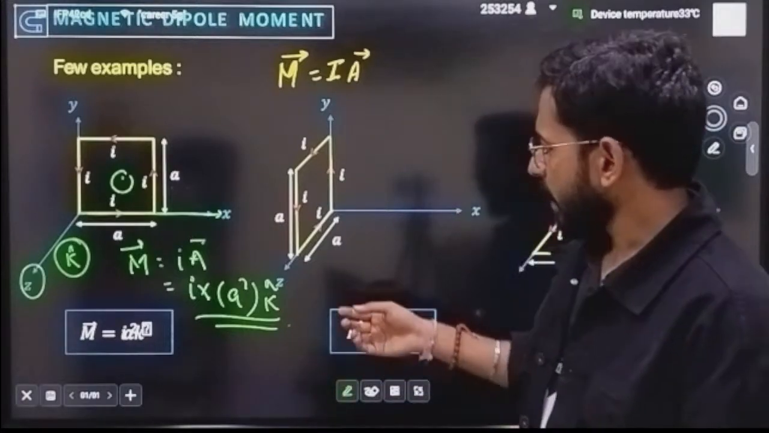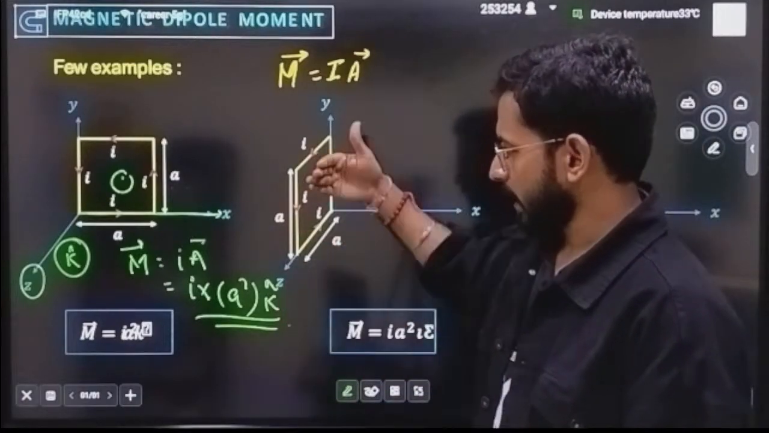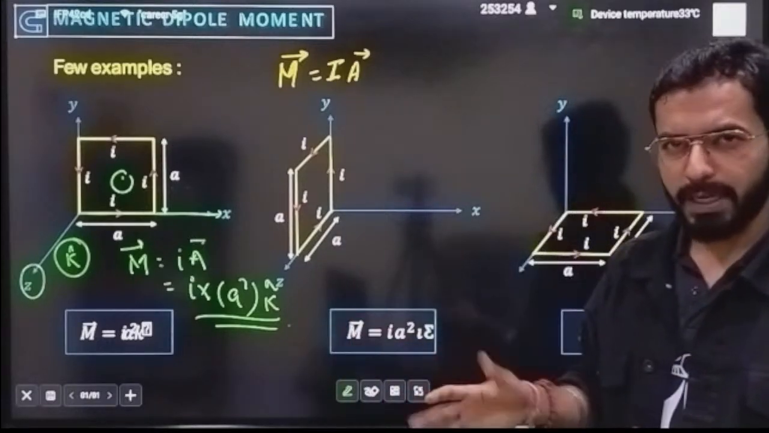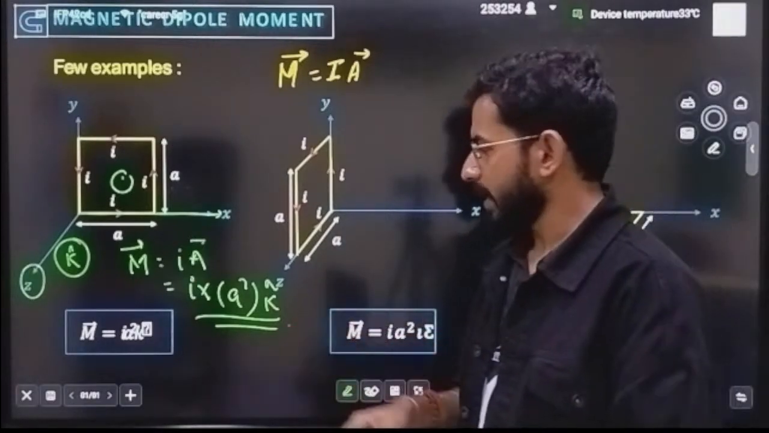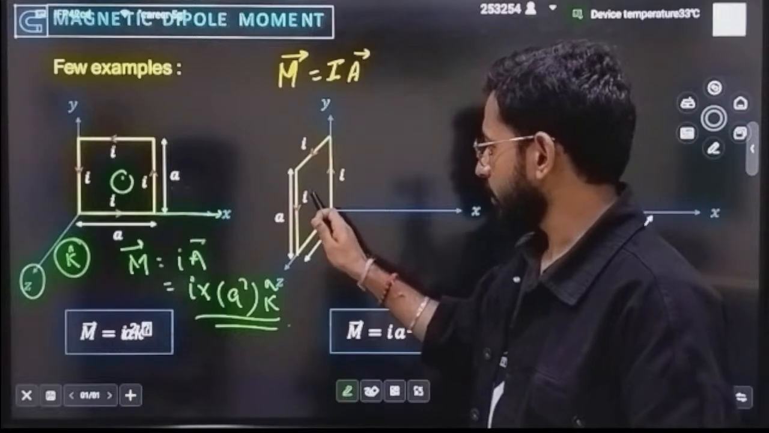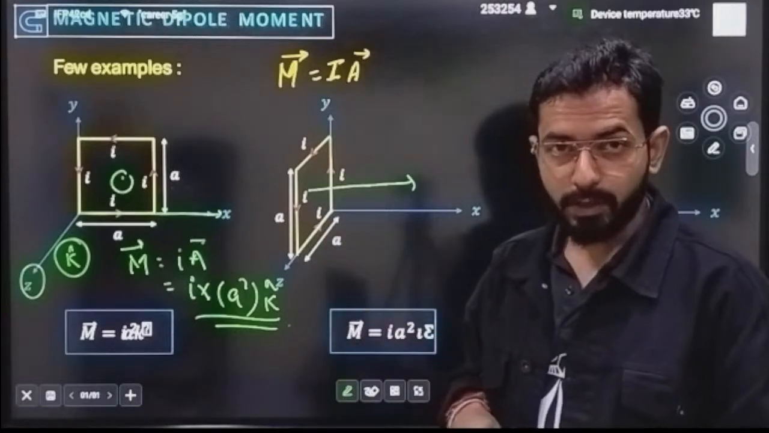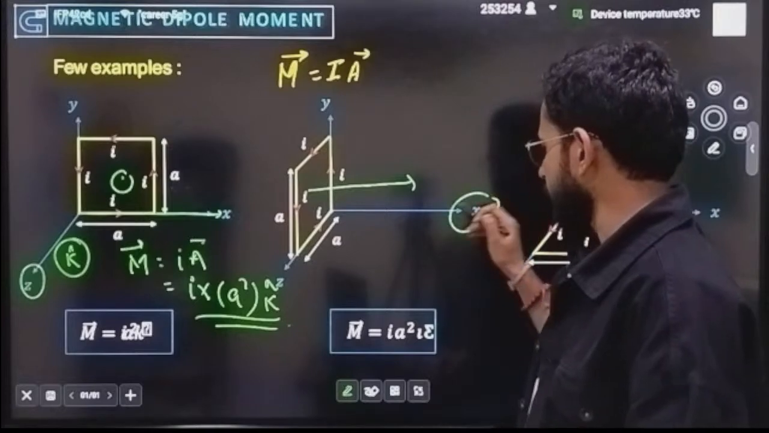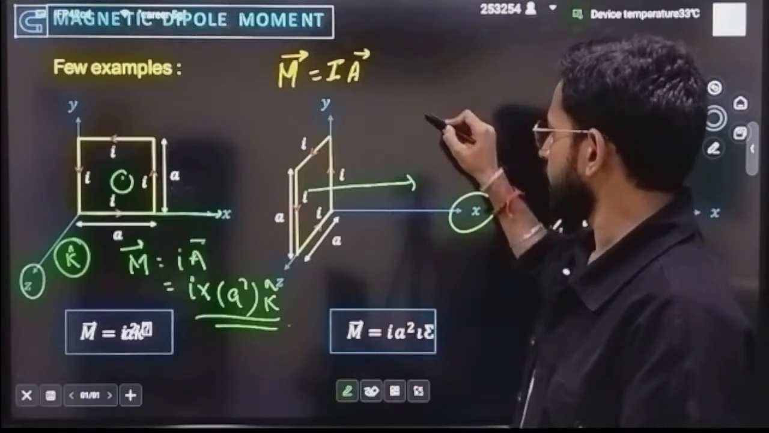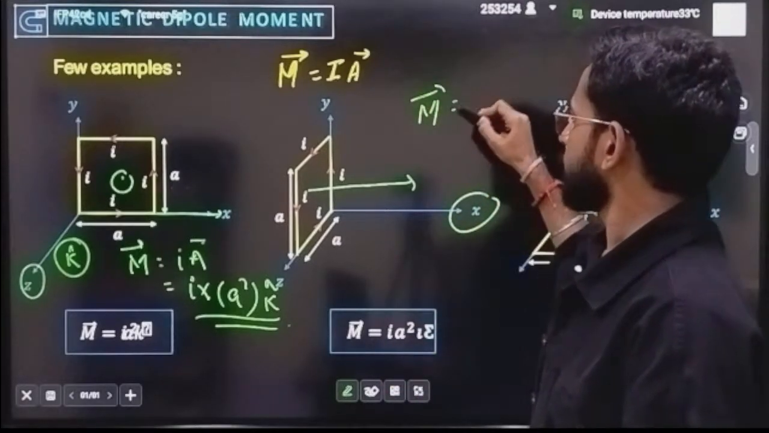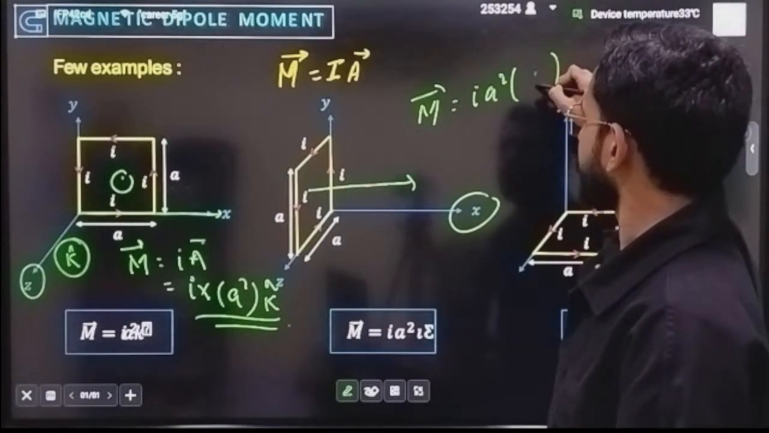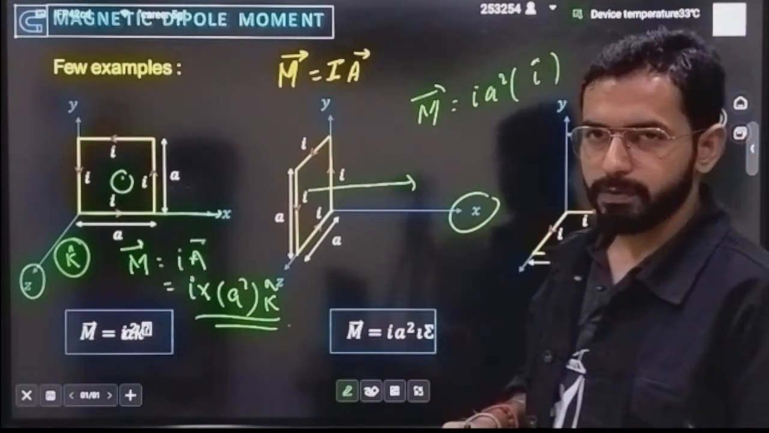Come to the second one. Here you are watching the plane in which it is kept. This kind of plane, it is kept like paper or anything. Now where will the area vector go? Can I say the area vector will be perpendicular to it? Area vector will be perpendicular to it. So the direction the vector represents is the x axis. That means how will you write the magnetic moment for this case? You will write I into again a square, but the area vector will represent the positive i cap.